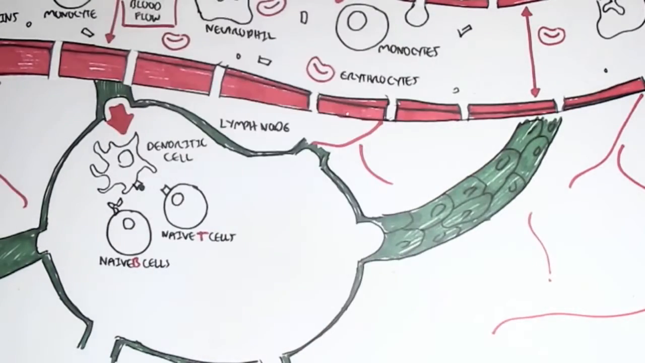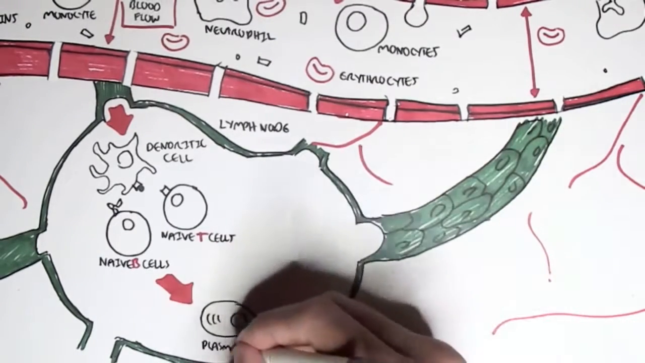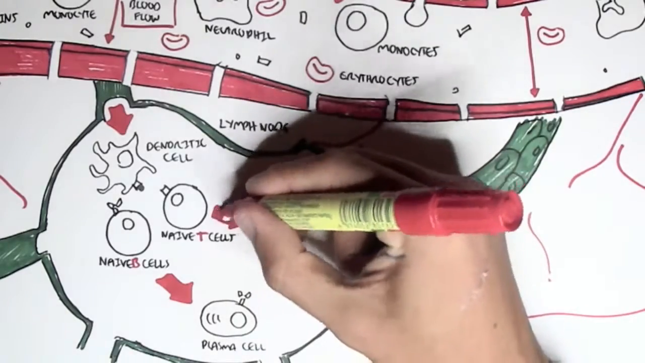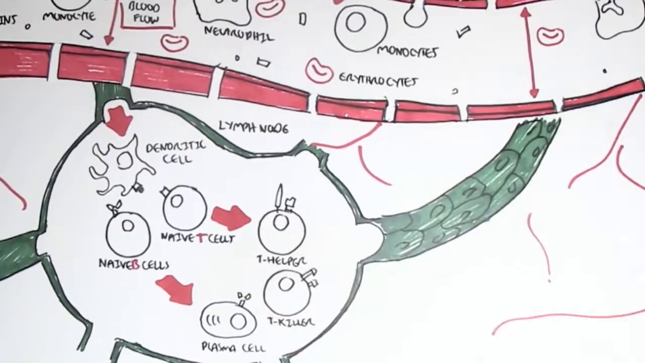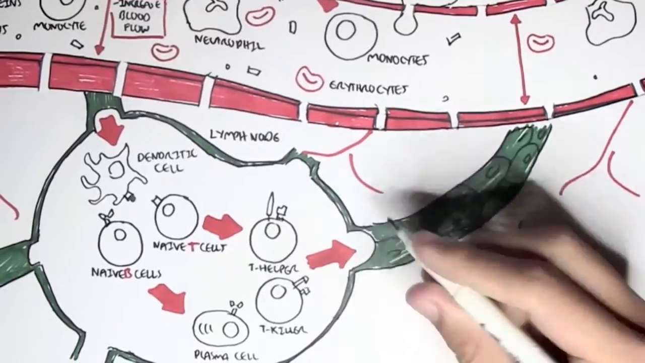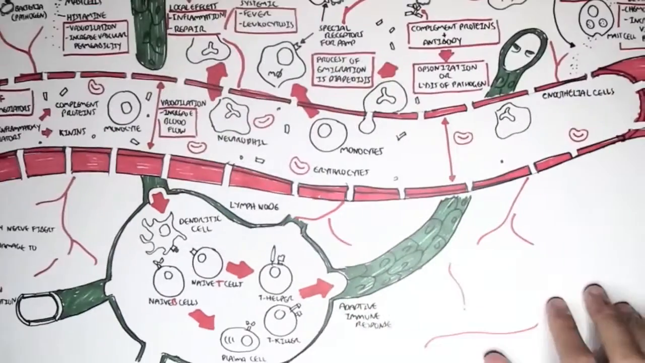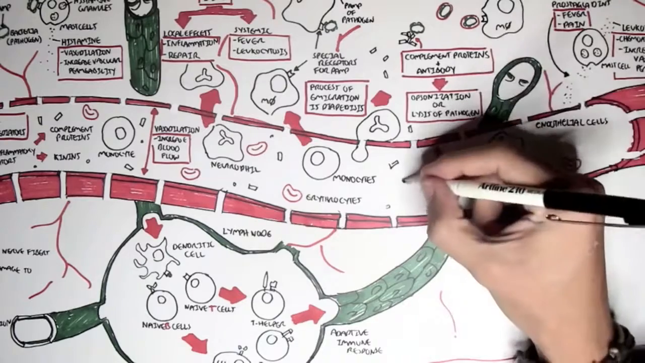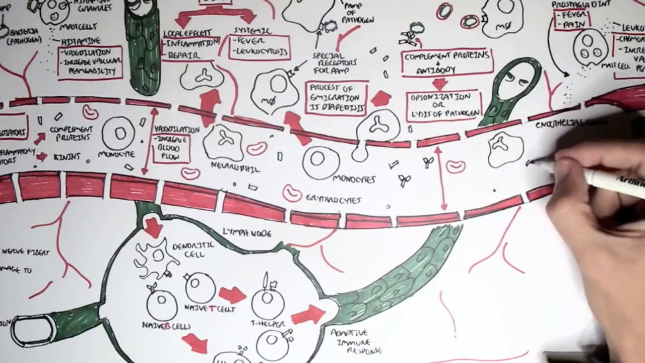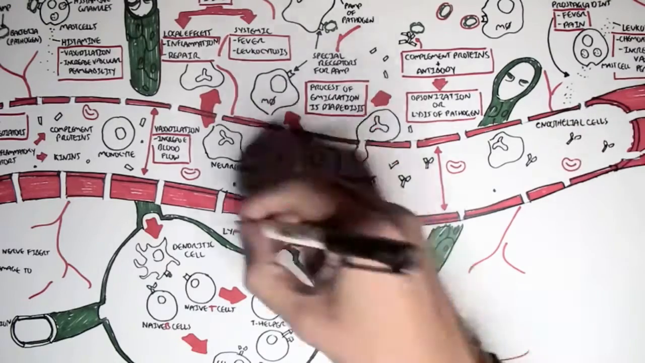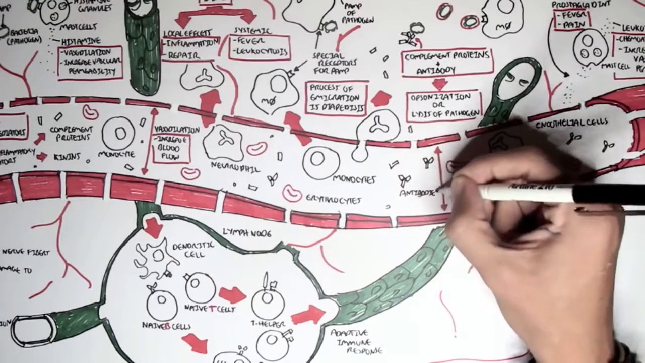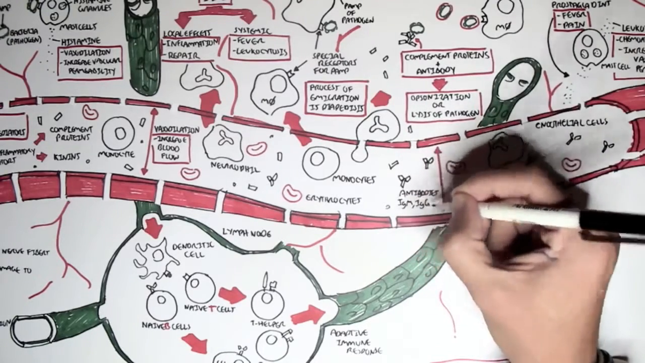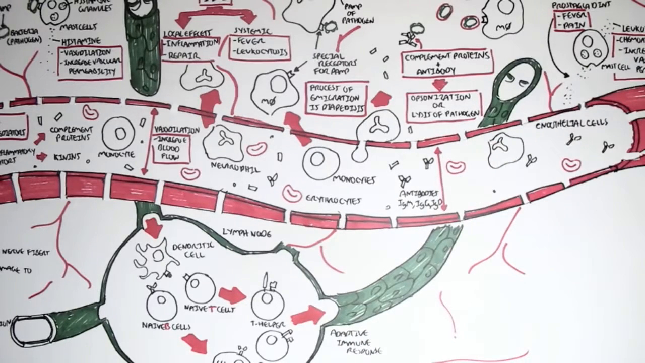The naive B cell will become a plasma cell, which can secrete antibodies. And the naive T cell will become either a T helper cell or a T killer cell. These cells are the lymphocytes, and they are part of the adaptive immune response. They are very specific and will attack the pathogens that have invaded the body specifically. So for example, we won't really talk about them, but the plasma cells will secrete antibodies such as IgM, IgG, and IgD. And these antibodies will stimulate the inflammatory response and try to remove the pathogens and bring the body back to normal state.